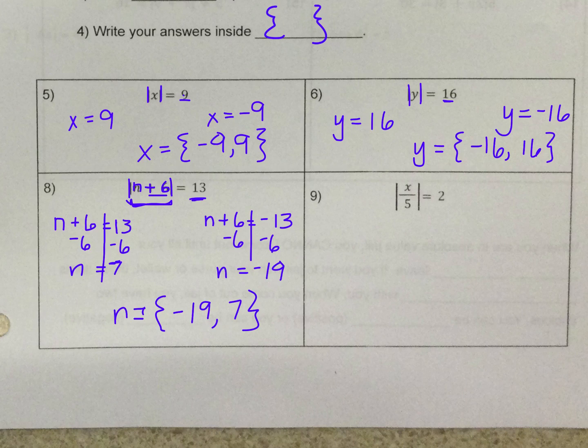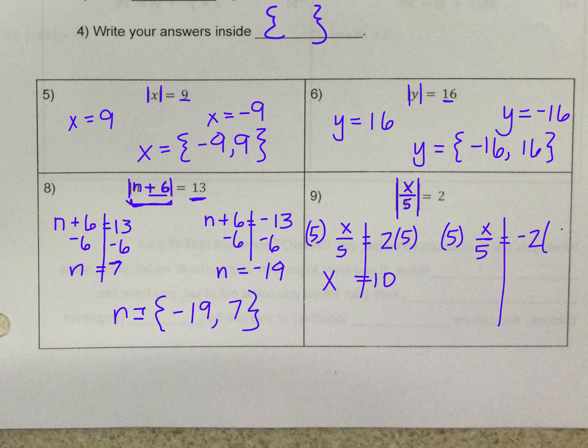All right, the next one. This little guy's in jail, the X. When he went in jail, he had his $5 with him. So it's time for him to come out. So X over 5, he's coming out with his $5. X over 5. He can make good choices and be a positive 2. He can make bad choices and be a negative 2. Now we just got to solve this. I'm going to multiply both sides by 5. X equals 10. Multiply this side by 5. X equals negative 10.